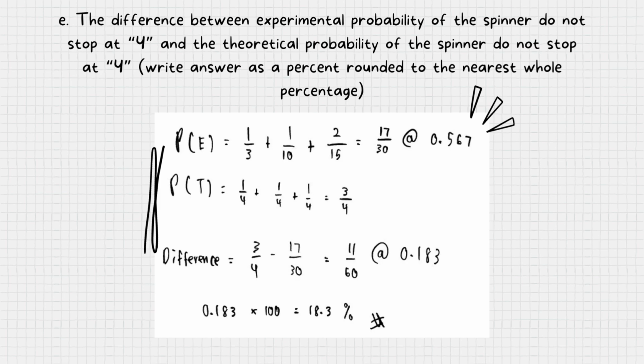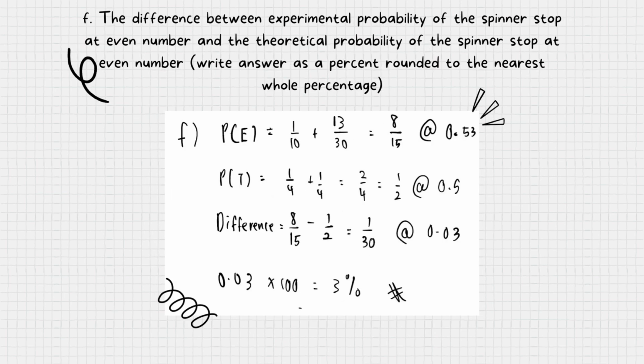Then we can calculate the difference. So we need to take 3 over 4 minus 17 over 30. Why? Because 3 over 4 is greater than 17 over 30. Otherwise, we'll get a negative result. So when we subtract, we'll get 11 over 60, or in decimal, 0.183. Then we need to multiply the answer by 100 because we want it in percentage. Then we will get 18.3%.